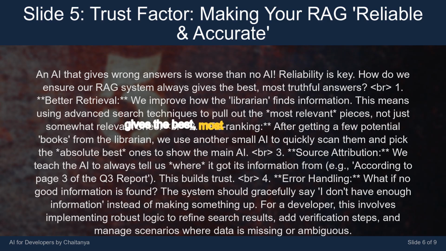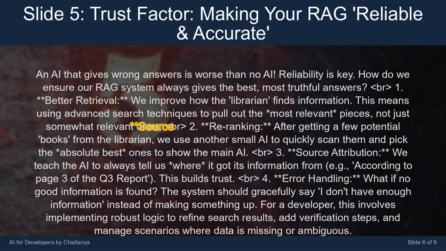1. Better retrieval. We improve how the librarian finds information. This means using advanced search techniques to pull out the most relevant pieces, not just somewhat relevant ones. 2. Re-ranking. After getting a few potential books from the librarian, we use another small AI to quickly scan them and pick the absolute best ones to show the main AI.